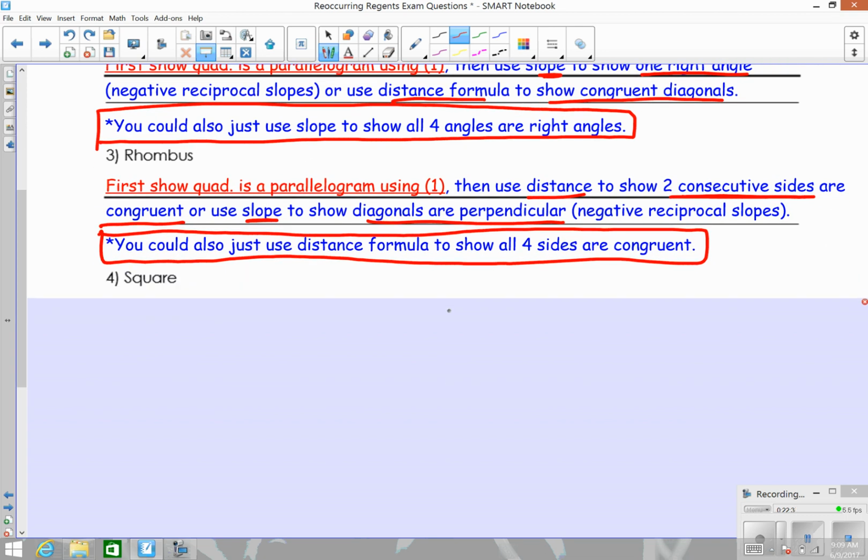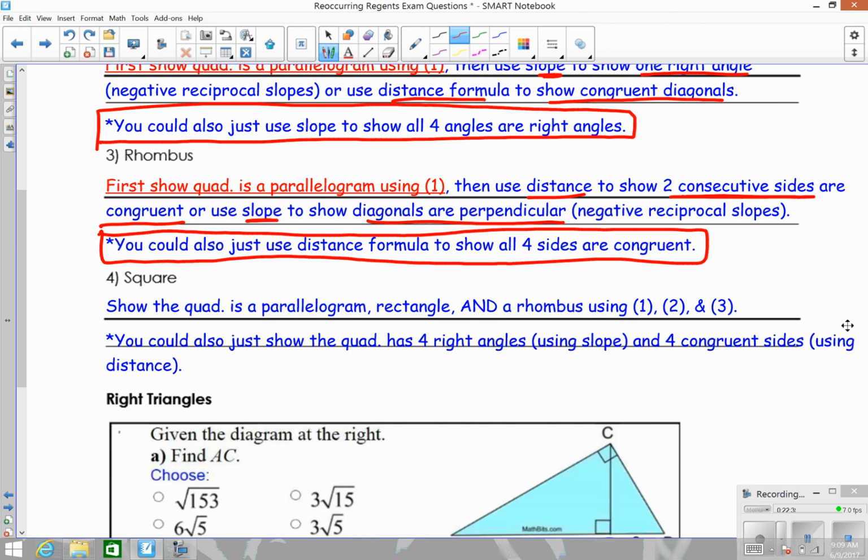And then the last one is if you have to prove a square. Well, to prove a square, you just do everything. So think about where the square is located on the flow chart. It's located on the bottom. So it means you had to pass through all of these other things. So you had to show it's a parallelogram, rectangle, and a rhombus, meaning it had to pass through all three of those. So that would be how you could show a square.